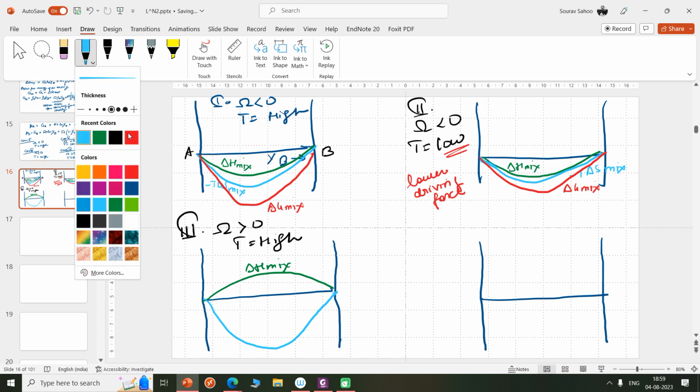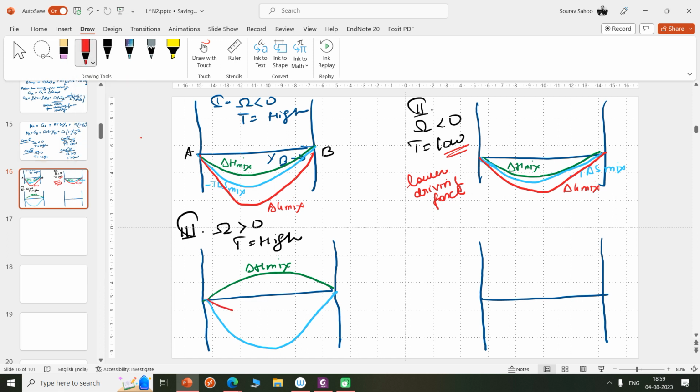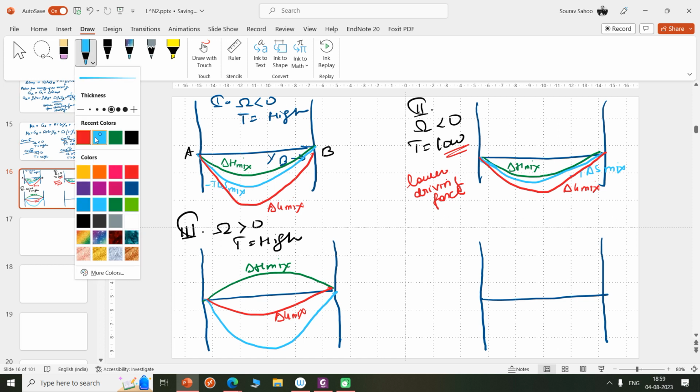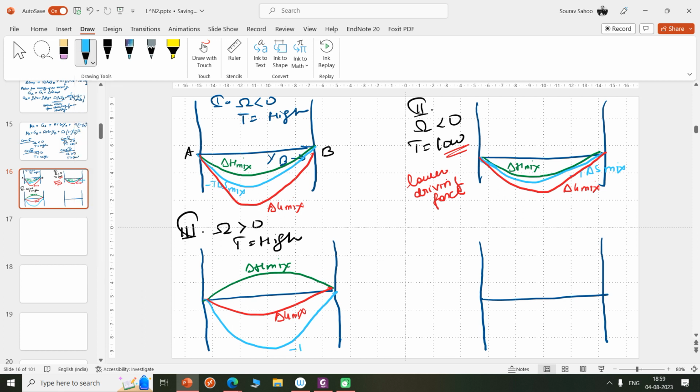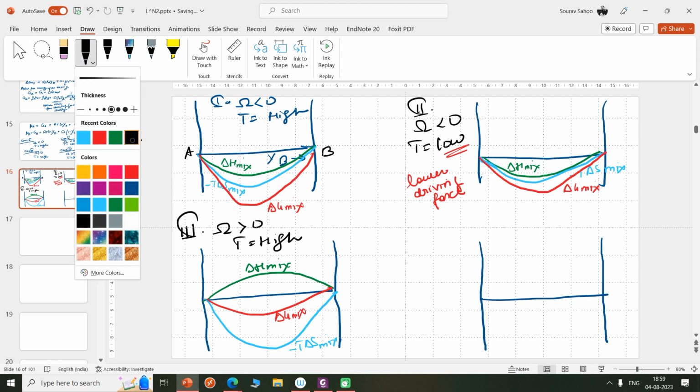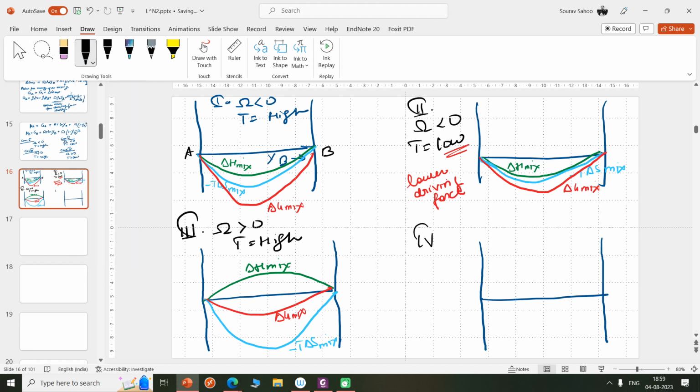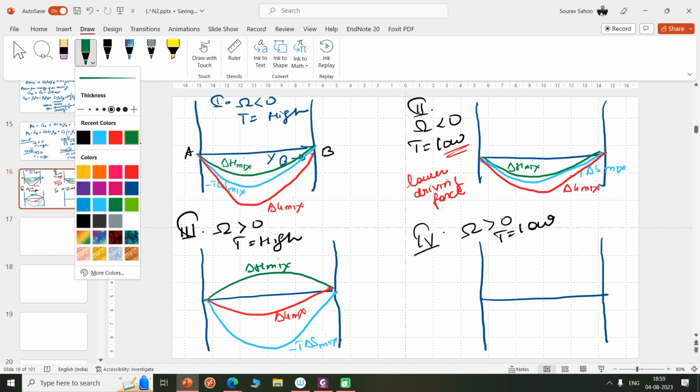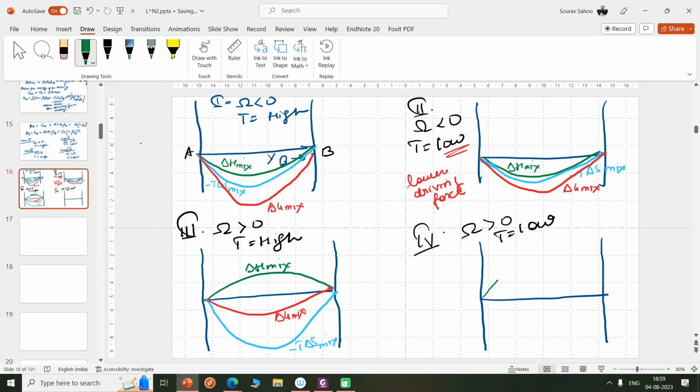As a result, still have a net negative delta G mix. And even though my bonds are not favoring the solutions, the entropy term is saving the day. So because of the high temperature entropy, it will favor the mixing. Case 4, when omega is greater than 0 but temperature is low. Now this is a very peculiar case because earlier entropy was allowing the bond formation. Omega is greater than 0, so we have that curvature of delta H mix is positive.